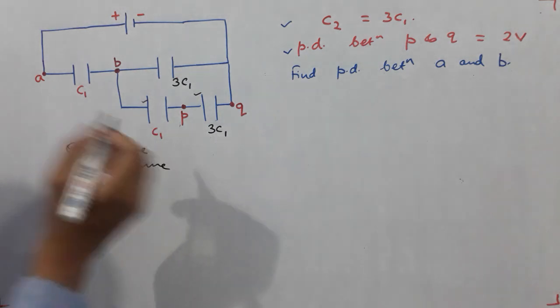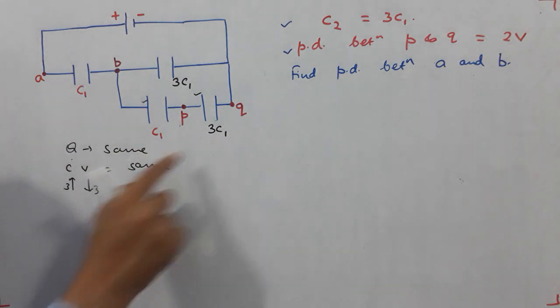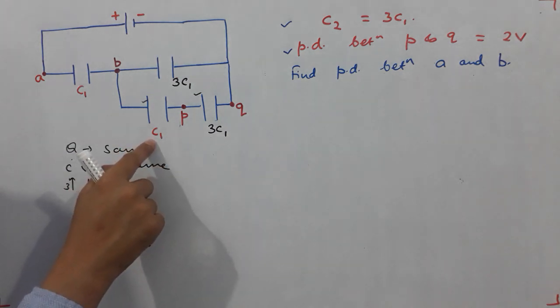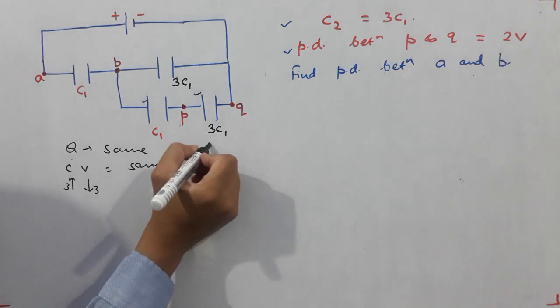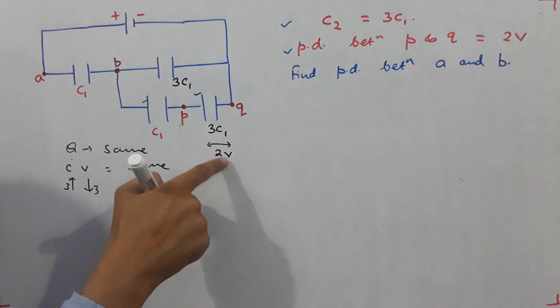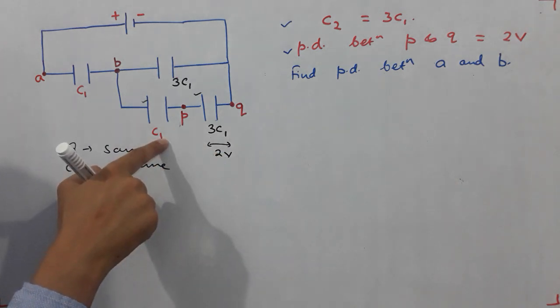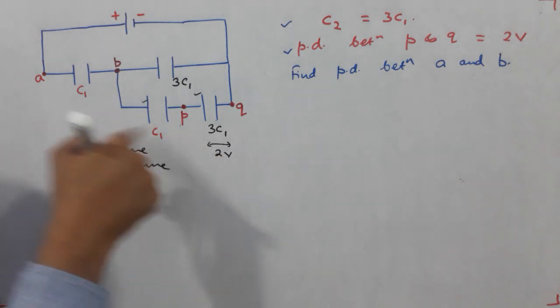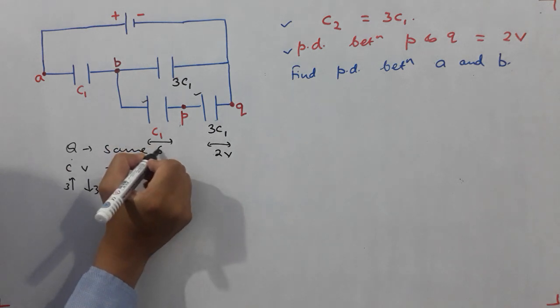Therefore, this voltage should be 1/3 of this voltage. This voltage is given how much, students? That is given between P and Q, the potential difference is 2 volt. This should be 1/3 of this. In other words, this voltage should be 3 times of this. Therefore, this will be 6 volt.